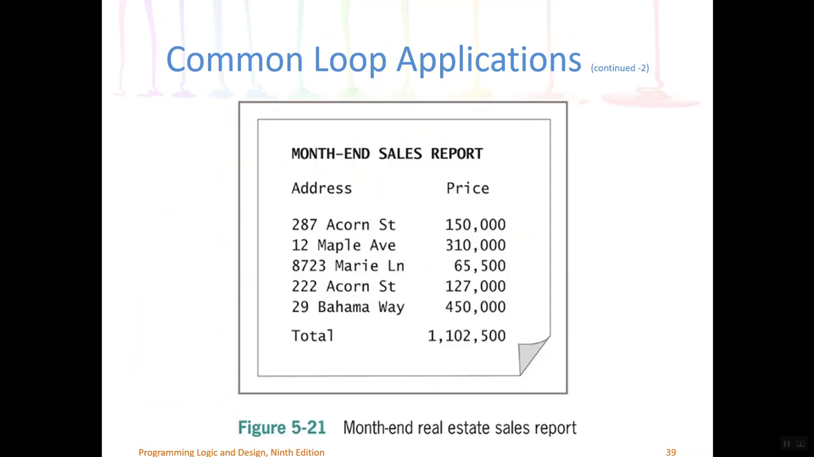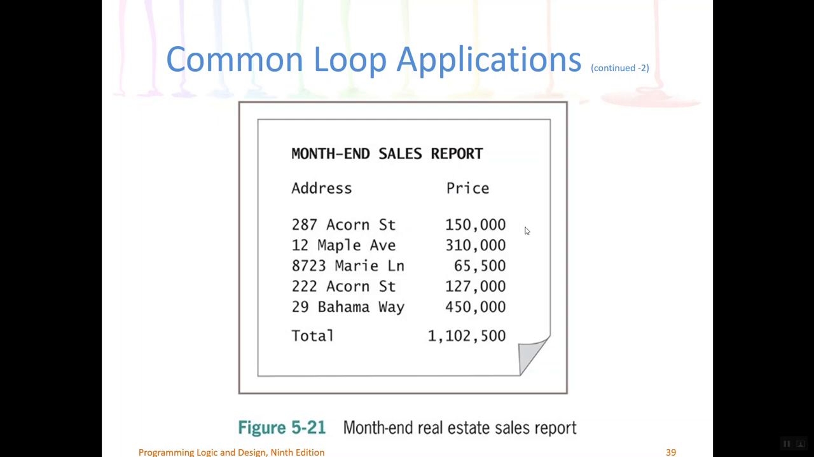This is a month-end real estate sales report. And what we're looking at is something that, let's say, we want to produce with a program. If you look at this particular output, we have a title up here at the top, so that would come towards the beginning of the program. We also have some column labels that we would want to print towards the beginning of the program. And then we have 5 records. And if you look at the records of data, there's some addresses, there's some prices.